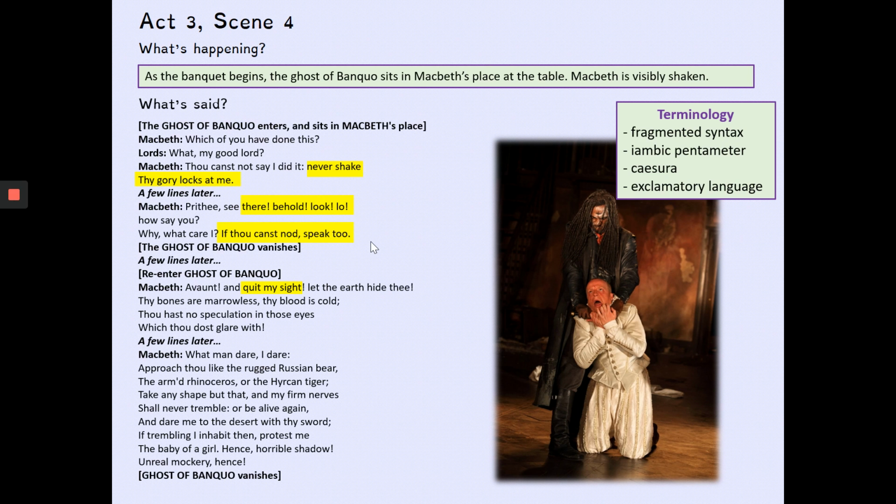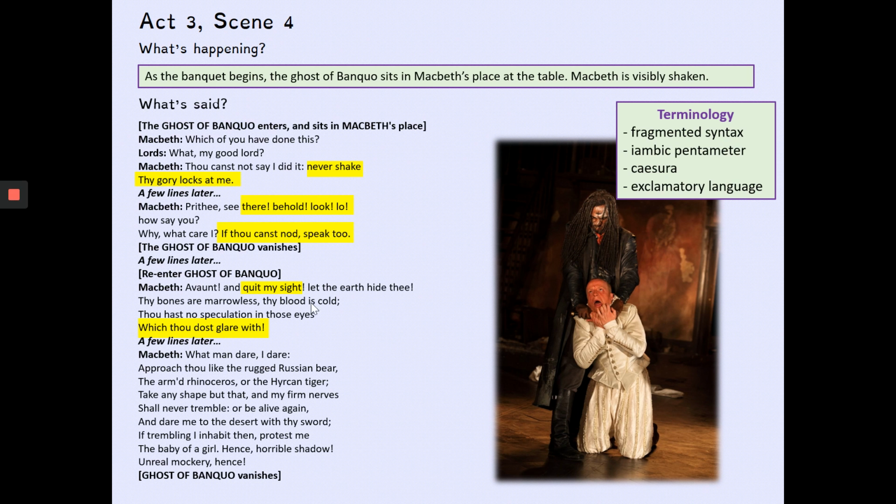And Macbeth increasingly panics because just to illustrate the control that the ghost has, Banquo's ghost vanishes and then a few lines later comes back. So he's really toying with Macbeth. We had the cat and mouse metaphor earlier. Well, here, Banquo is the cat and Macbeth very much is the mouse who's being played with. And Macbeth says, "Avaunt and quit my sight." He's desperate to get rid of the ghost.